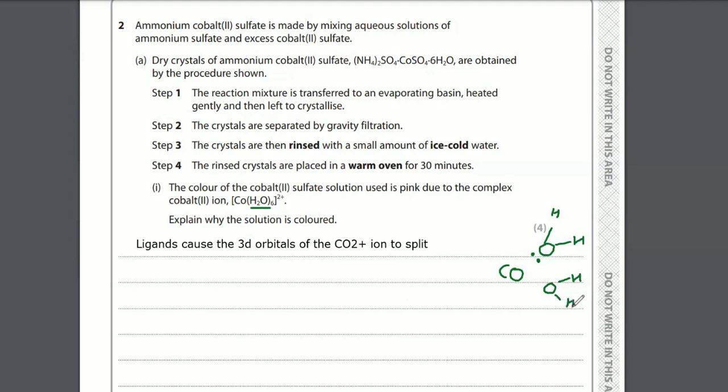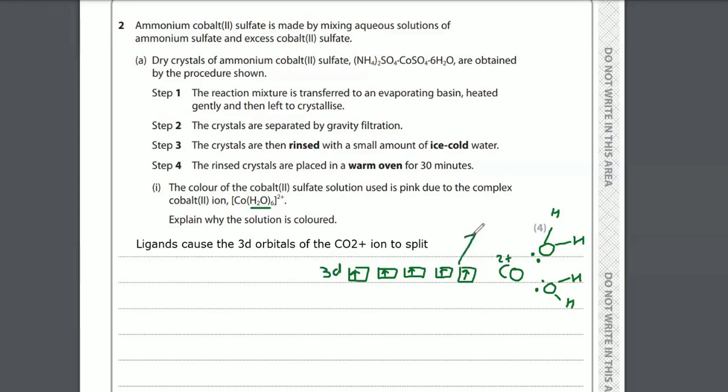And what happens is the 3d orbitals in cobalt are pushed apart because of this electrostatic repulsion between the ligands and the 3d orbitals. What do you have to know for A level? You just need to know that ligands cause the 3d orbitals to split. Now you can refer to the 3d orbitals as a subshell because it's a 3d subshell. But you can just say the 3d orbitals split.